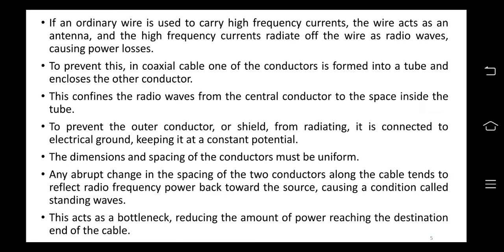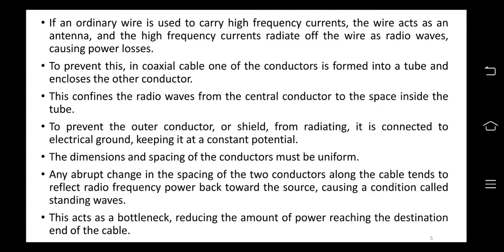If an ordinary wire is to carry the higher frequency currents, the wire will act as an antenna. At high frequencies, the current will radiate off the wire as radio waves, causing power losses. So to prevent this, in a coaxial cable, one of the conductors is formed into a tube and encloses the other conductor. This confines the radio waves from the center conductor to the space inside the tube itself.